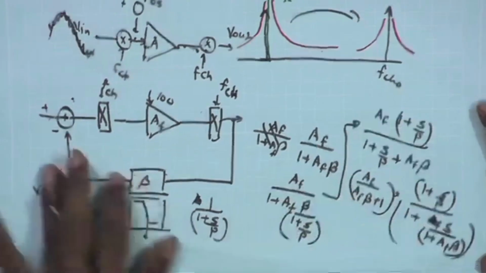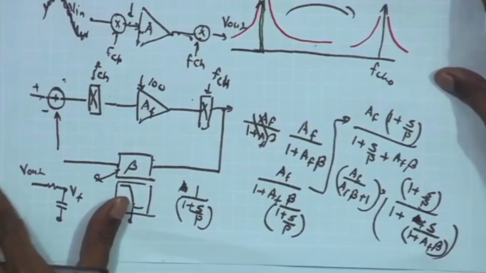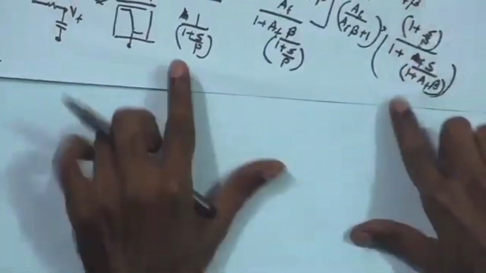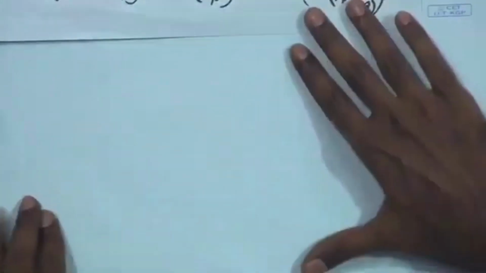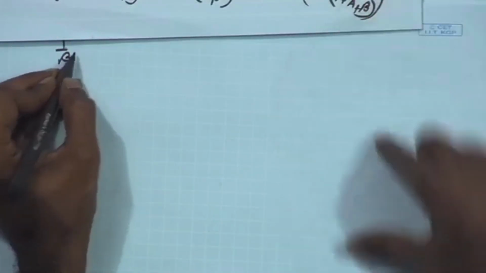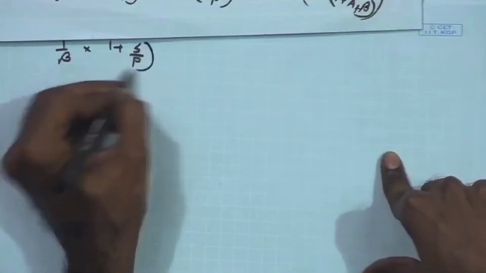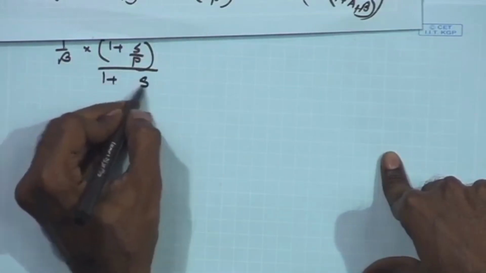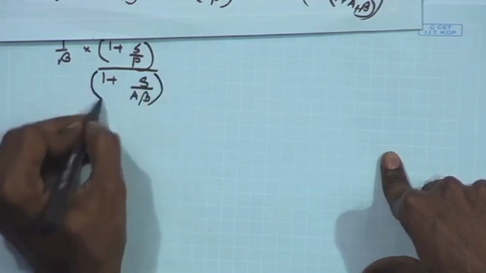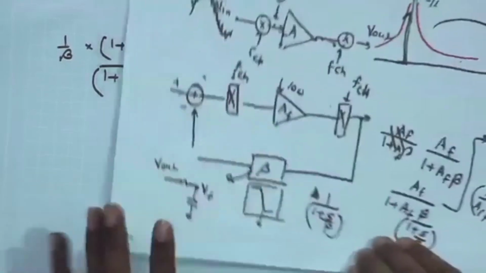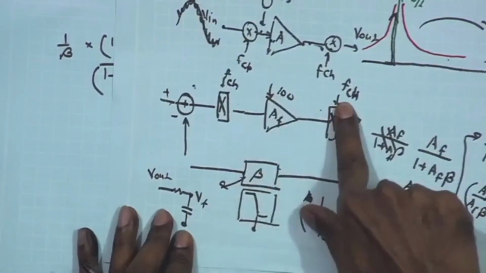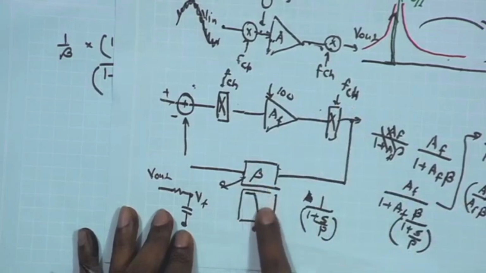And if I assume that AF beta is much greater than 1, I can approximate it as this: the first term is just reduced to 1 upon beta, and in the second term you have 1 plus s upon p, and 1 plus s upon AF beta times p. This is the overall transfer function we are getting for the low frequency signal, because I have assumed that the low frequency signal is able to pass comfortably. You have a very low cutoff over here.